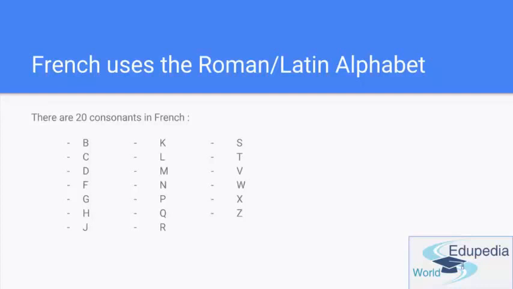The next ones: S, T, V, W, X, Z. I will repeat them again. S, T, V, W, X, Z. As you can see, they're not too tricky, but you have to be careful about W. In English, you say W. In French, it's literally double V, which is why we say double V. Just like the letter before, V, and then W.